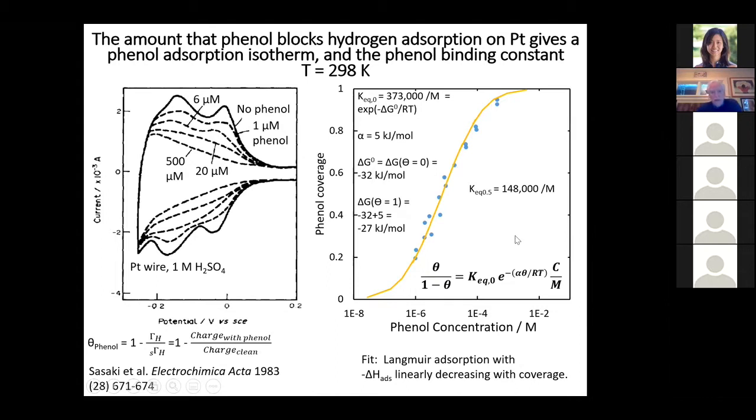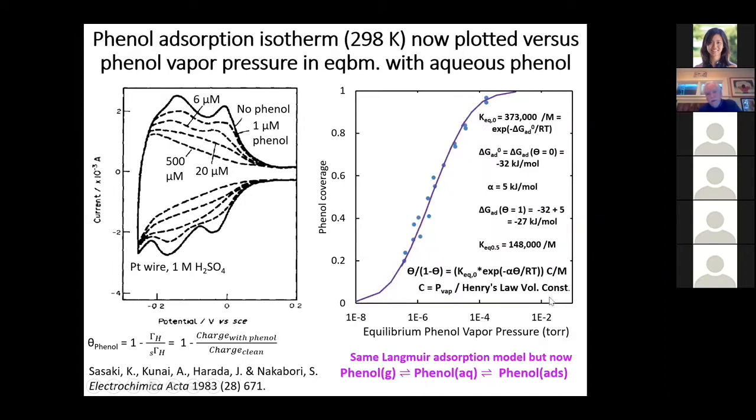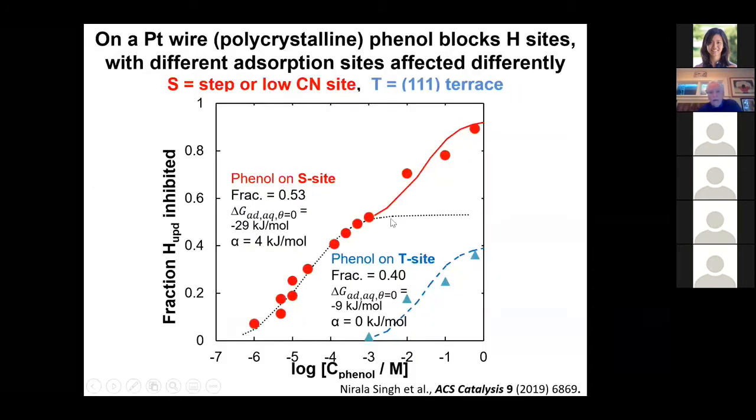And as we went along, we realized that it takes much, much higher concentrations to block the hydrogen adsorption sites on the terraces. And so we pushed this curve to higher concentrations and saw that we could also block the terrace sites. And you can figure out which sites are being blocked from the line shape of that.